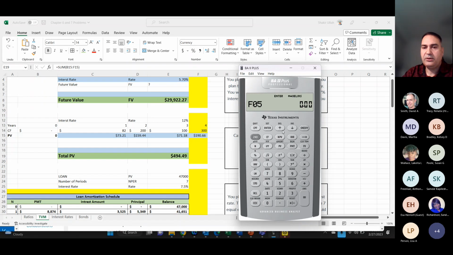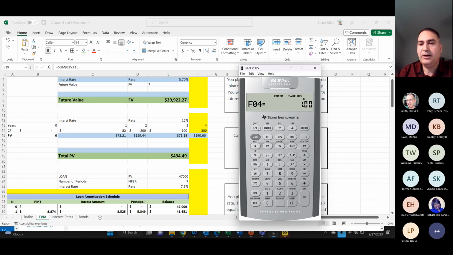So just to make sure, you can go back and double check that you have entered the correct values, right? So everything seems to be fine. For example, cash flow 0 is 0. Cash flow 1 is 82. Frequency is 1. Cash flow 2 is 200. Frequency is 1. Cash flow 3 is 100, and frequency is 1. And cash flow 4 is 300, and frequency is 1. So once that is done, these values have already been registered.